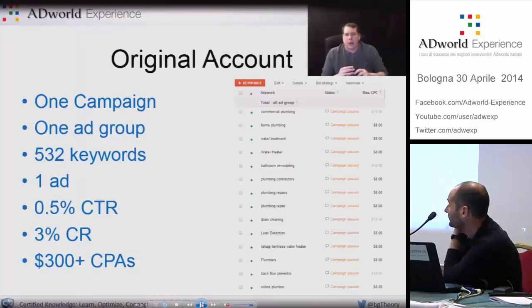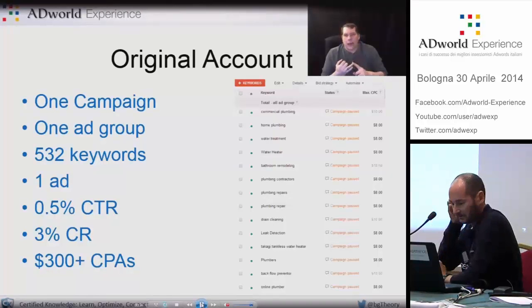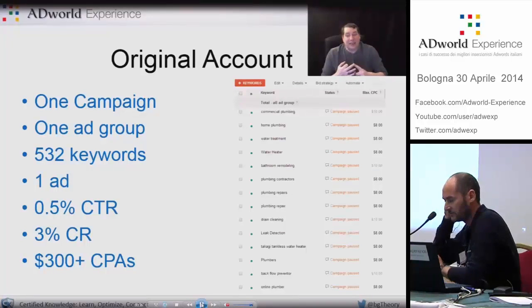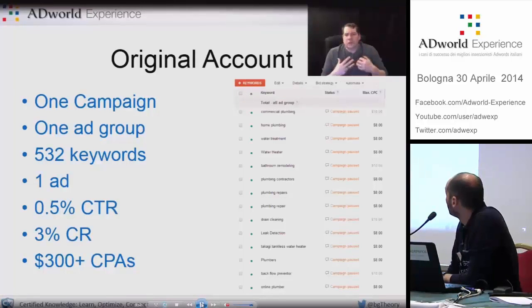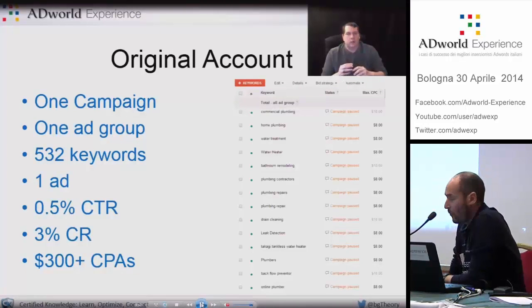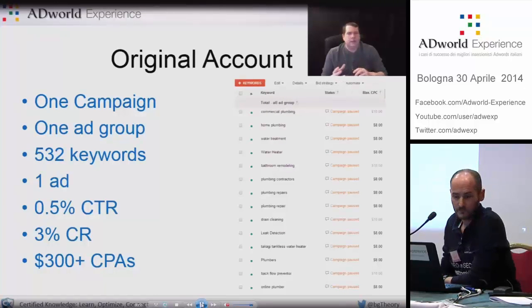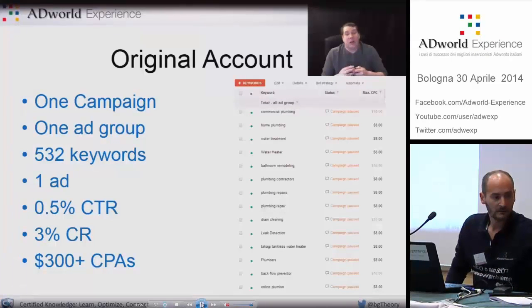So this company came to us, and they're a plumber company based in Houston, Texas. And they had one campaign, one ad group, 532 keywords in a single ad group, and only one ad. So of course, their metrics were terrible. They had a 0.5% click-through rate. They had a decent conversion rate, 3%, just because small businesses often have decent conversion rates, even with some poor initial marketing, but their cost per acquisition was $300.